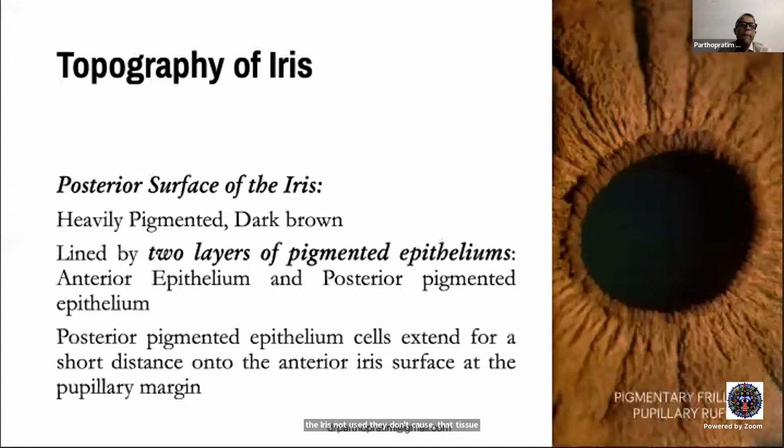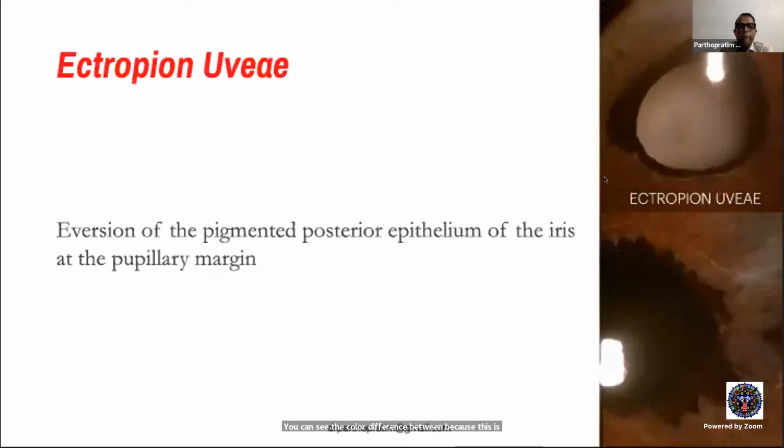Now, coming to the posterior surface of the iris, topographically, as I already mentioned, it is heavily pigmented and dark brown in color, and the posterior epithelium can extend for a short distance onto the anterior iris surface. As you can see here, we call it pupillary frill or pupillary ruff. You can see the color difference because this is the extension of the posterior epithelium.